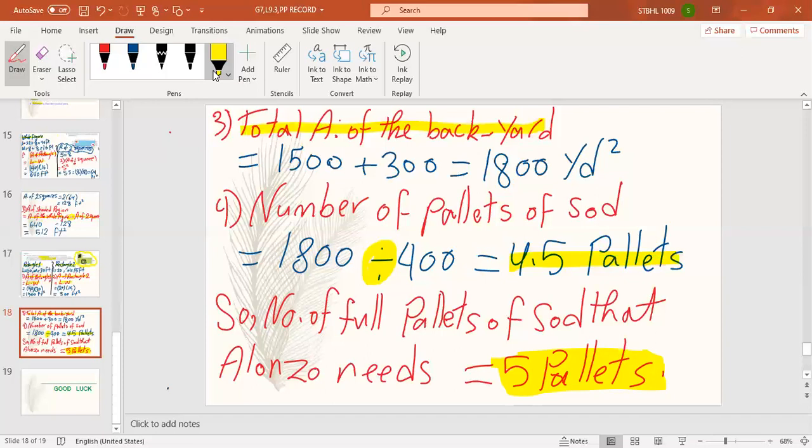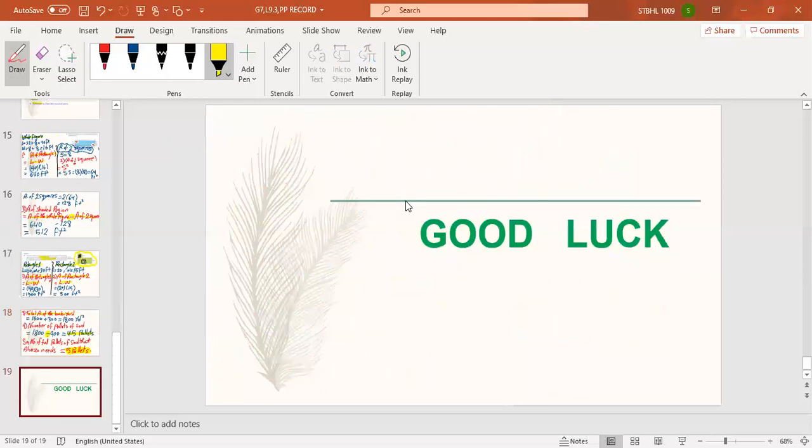Thank you very much. I hope that you got how to find the area of composite figures, the area of the shaded region, and how to apply the area of composite figures in real life problems. Thank you very much and good luck. Now you have to go to your textbook and solve the exercises one more time. Thank you very much.